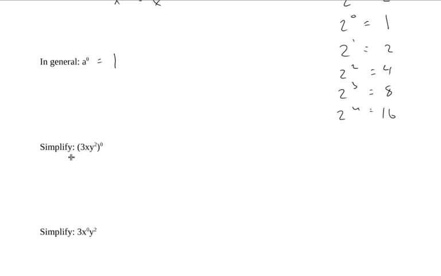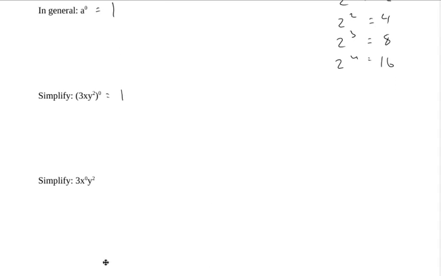In this example, we have a big blob of stuff all raised to the power of 0, so it's just 1. On this one, you'll notice that x is the only thing that's raised to the power of 0. So this part right here goes to 1, but everything else stays put, so we get 3y to the 0.